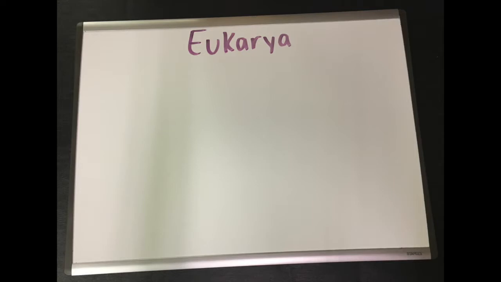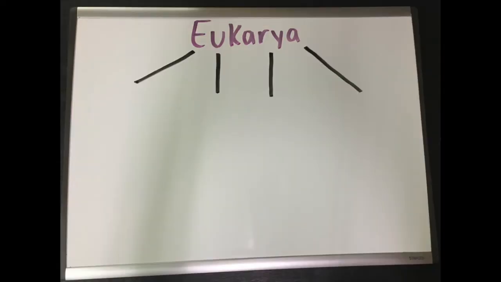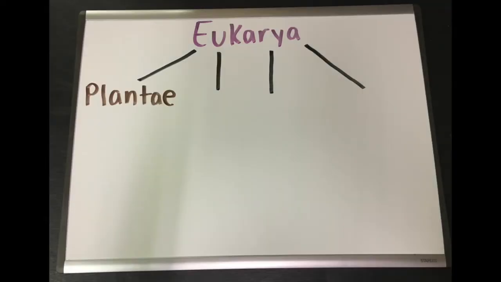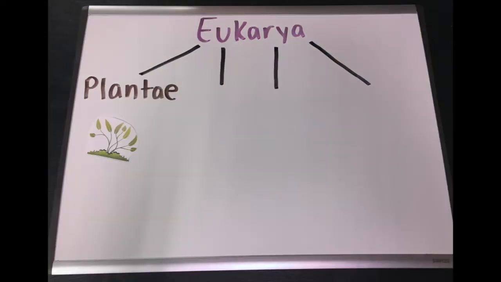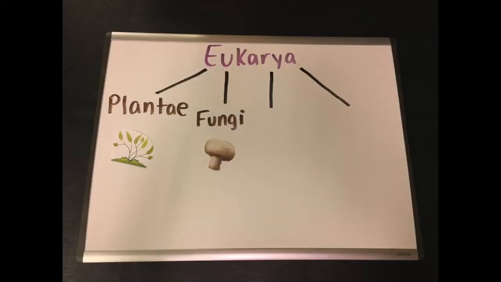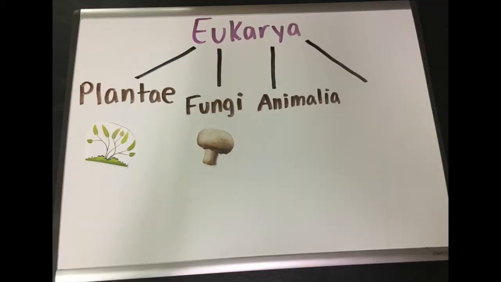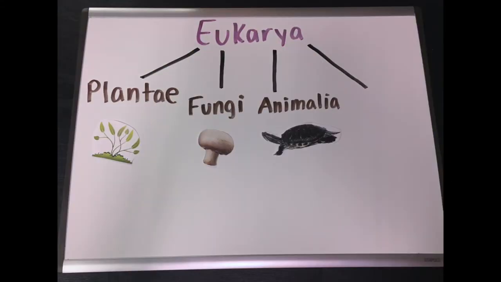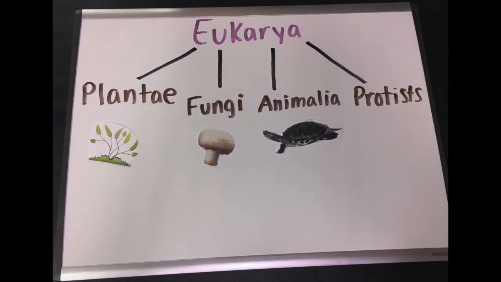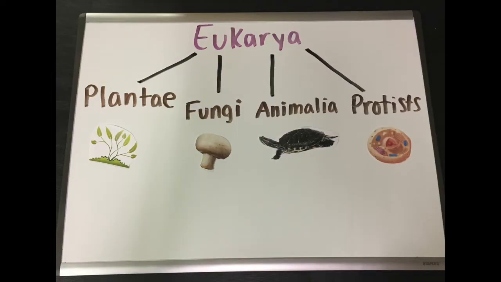Each domain has kingdoms within it. For example, the domain Eukarya has 4 kingdoms: Plantae, commonly known as plants; fungi, fungus like mushrooms; Animalia, animals like dogs, turtles, fish, or humans; and protists, which are kind of the other section. They include all other eukaryotic organisms that don't fit in the other kingdoms of Eukarya.